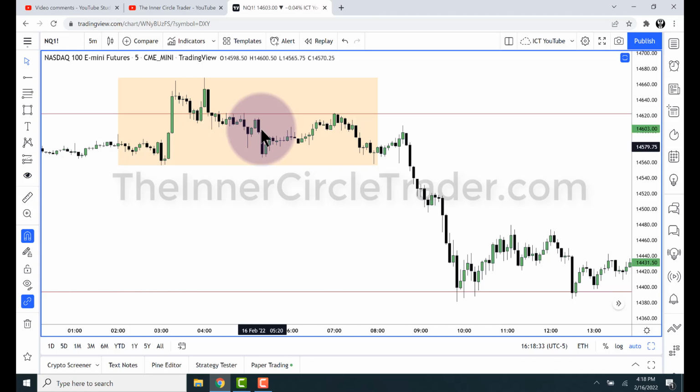So this one here, I'm not interested in that because we're already seeing the overlap of this price range. So in this area here, the price range, well, look at the open. The open is 14,605, and the low of this candle is 14,565. So that range of price is basically balanced because we went down and came back up.